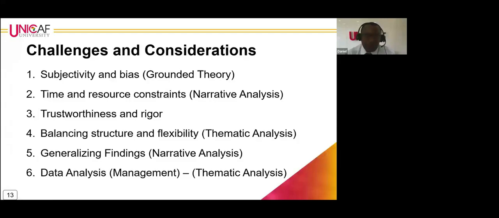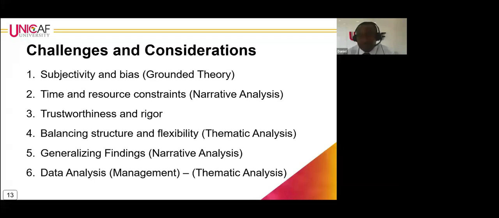However, you will notice that in looking at qualitative data, you have challenges, and these challenges are worth considering. Why must you consider the challenges? So that you are aware of how to overcome them, so that you are aware of how to proceed with your data analysis in a qualitative manner.